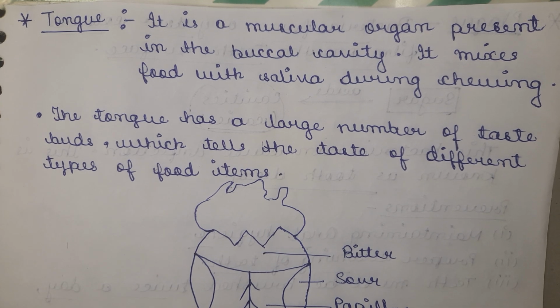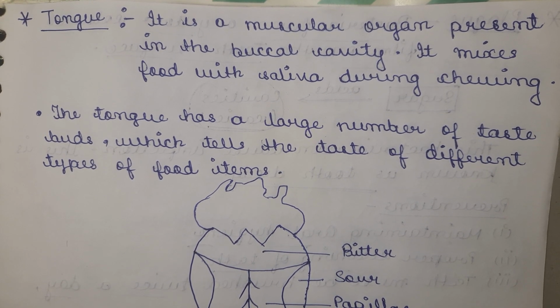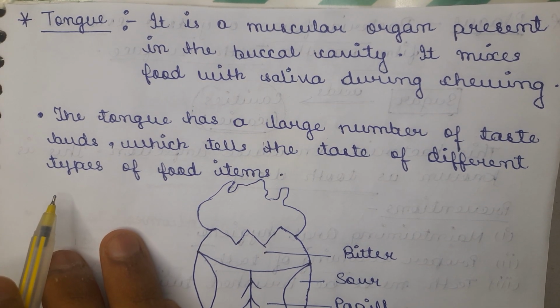Hello everyone. So our today's topic is totally based on the digestive system organs. We had already started with two organs, the mouth and the teeth. Now it's time to understand about the tongue.